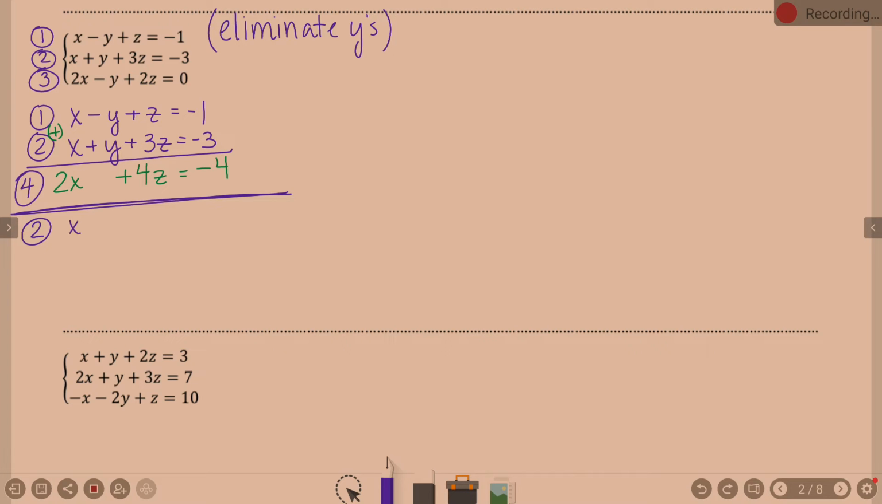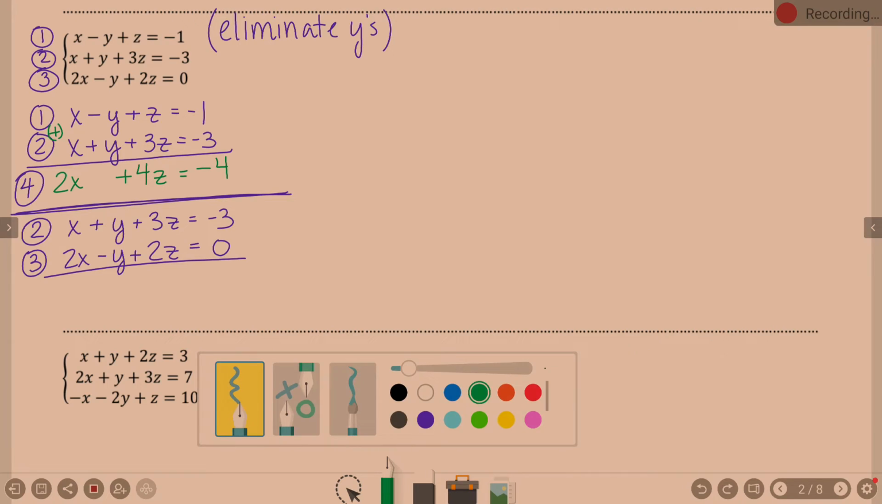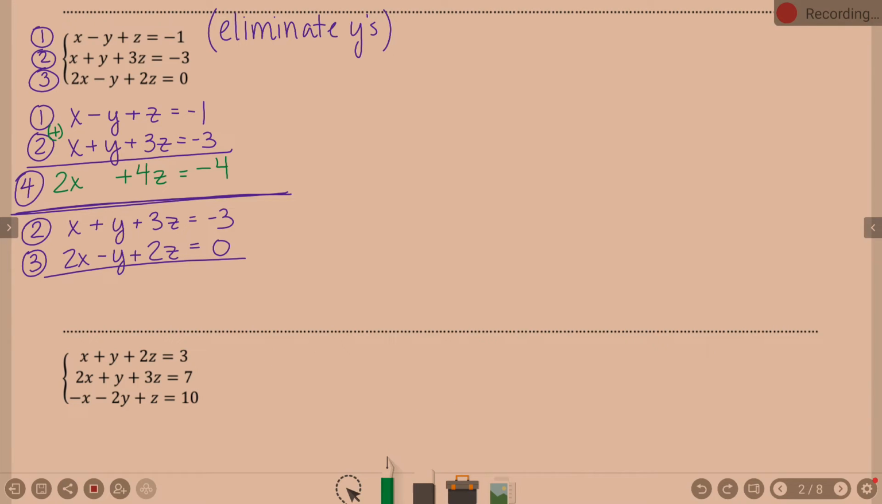So 2x plus y plus 3z equals negative 3. 3. 2x minus y plus 2z equals 0. My y's have opposite signs. So again, I am adding, yes?